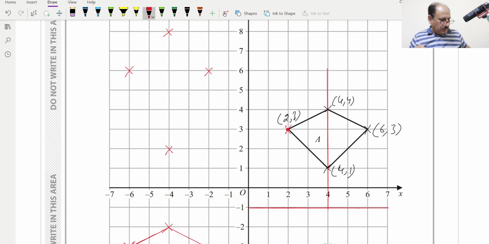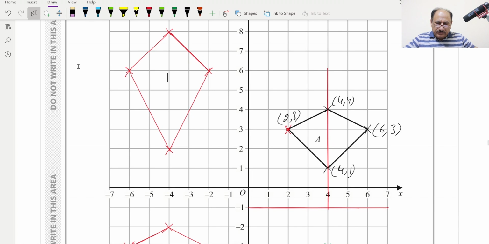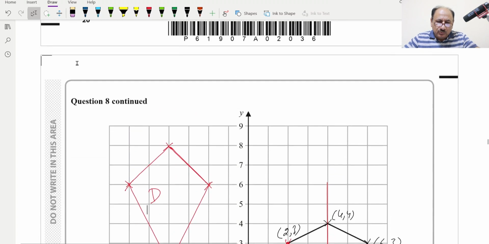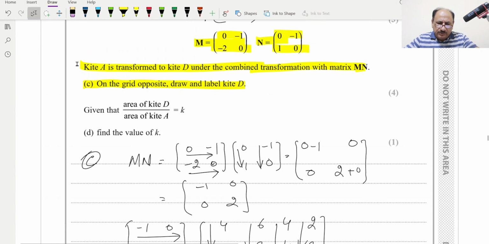So this will be the kite which we are looking for, which is D. So we can draw this one like this. So this and this one, and this will be the last side. So we can draw this. Now this is the kite which we have to label as D. So we have to label this as D, I think. So we'll check. So we have to label this as D.